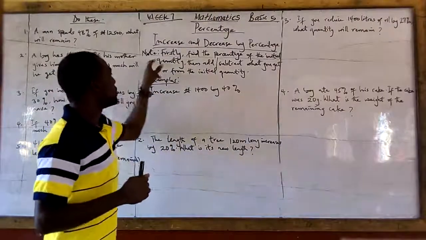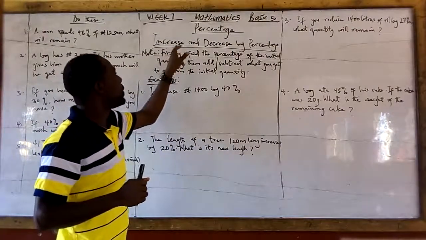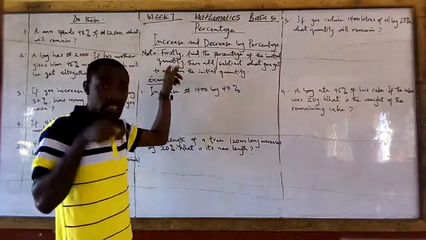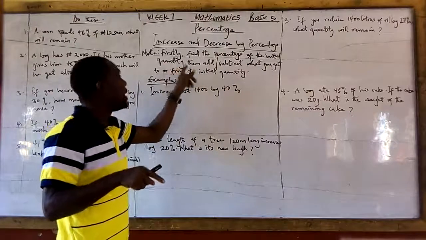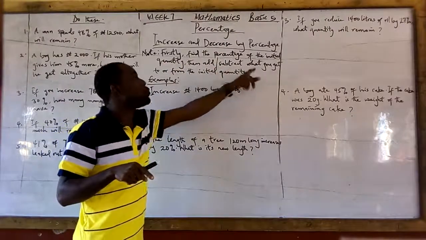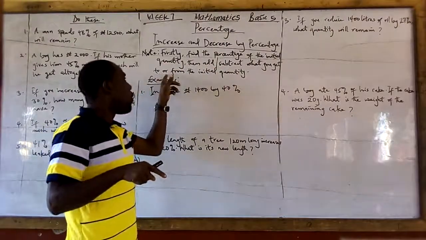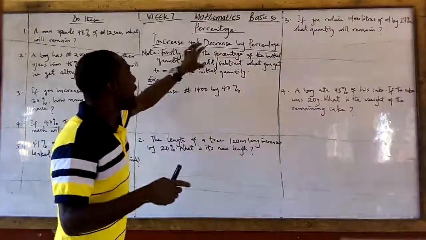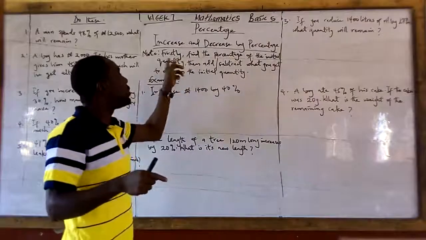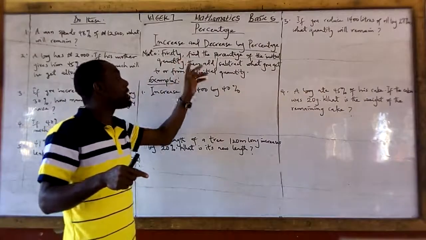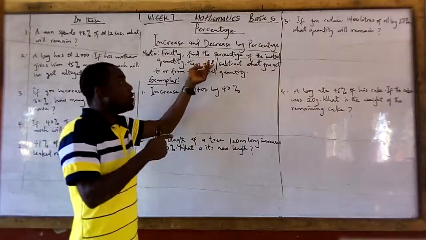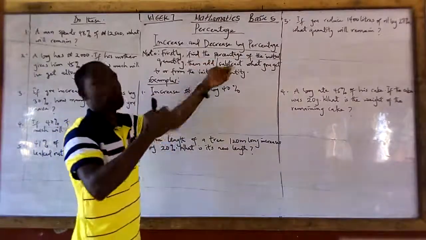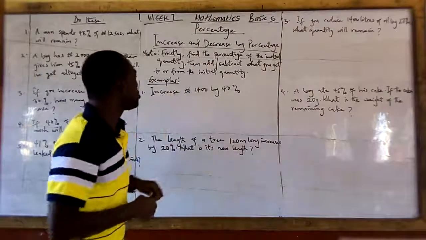Now, look at this note. Firstly, when you are to increase or decrease by percentage, find the percentage of the initial quantity given. Then add or subtract what you get from the initial quantity. That is, you have to find the percentage of the quantity given to you. After that, if you are to increase, you add it. If you are to decrease, you subtract it. Do you understand that? Now let's go to the examples.